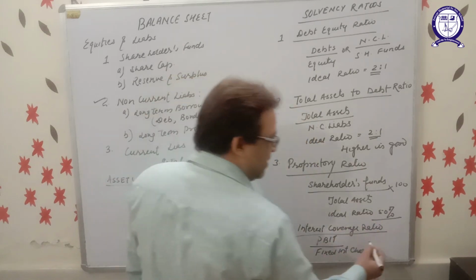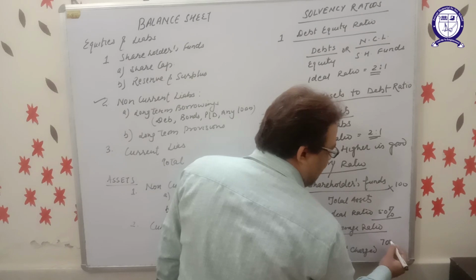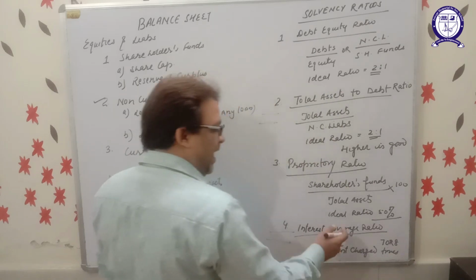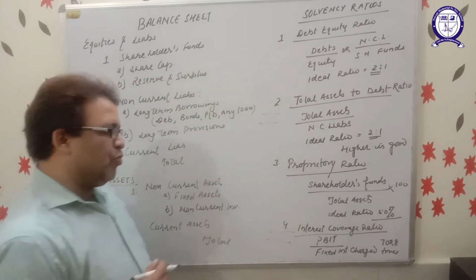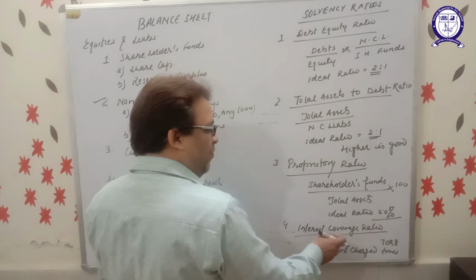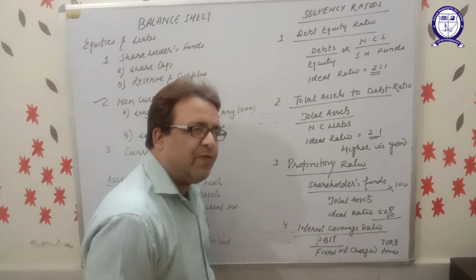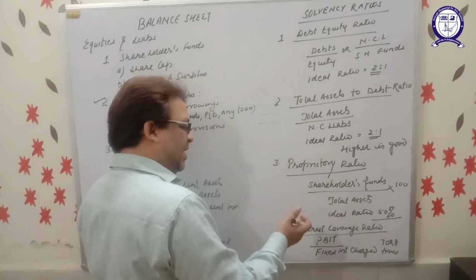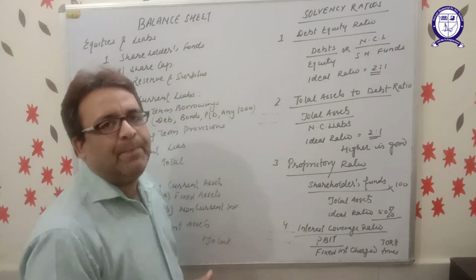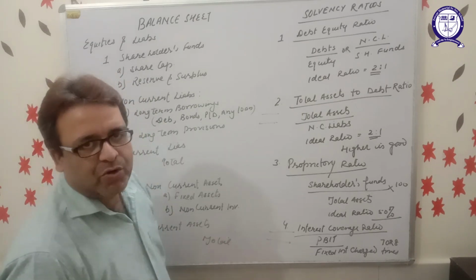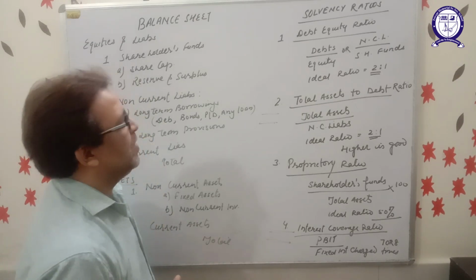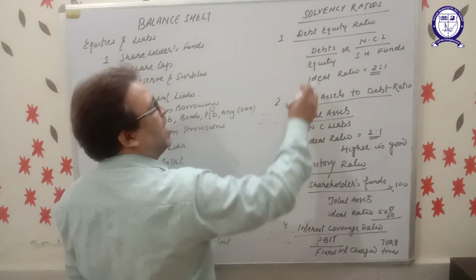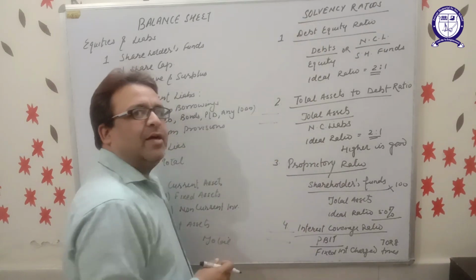Ideal ratio is 7 or 8 times. It is calculated in times. So the ideal ratio is 7 or 8 times. That means to pay a 1 rupee interest, we must have a profit of rupees 7 or 8. If it is more than 7 or 8, that means company will be able to pay interest on long-term liabilities very easily. So these are 4 ratios which are used to check the solvency position of the company.